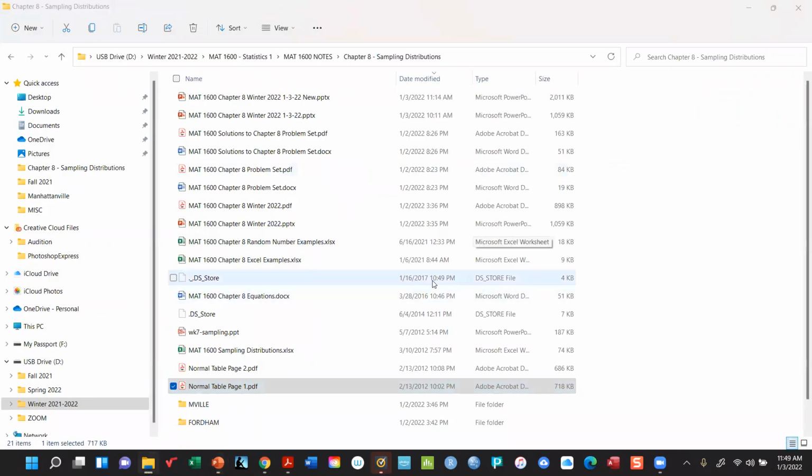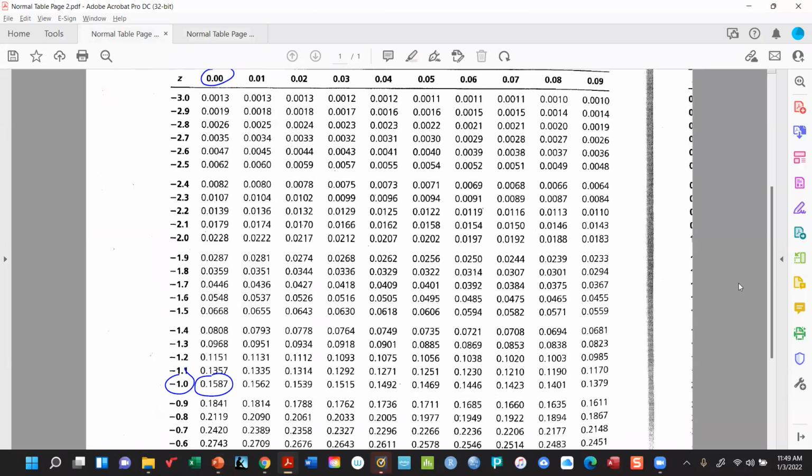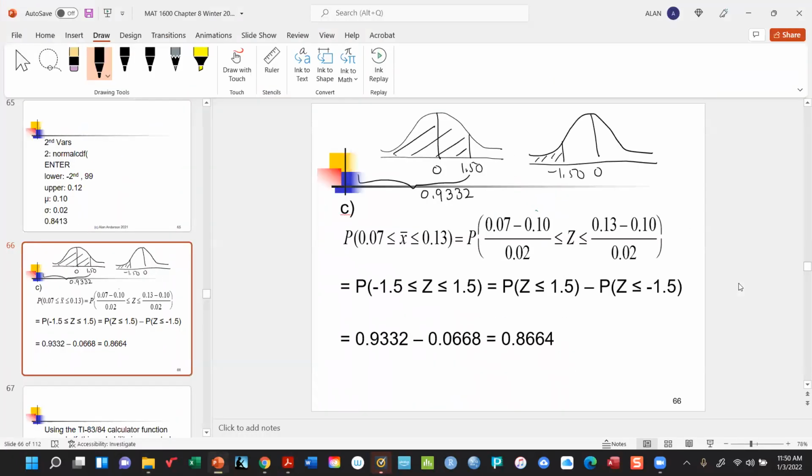And then for negative 1.5, we go to the negative table, and there it is, 0.0668. And that's this one. And when you subtract the two from each other, your final result here is 0.8664. So you actually wind up with the area in between.